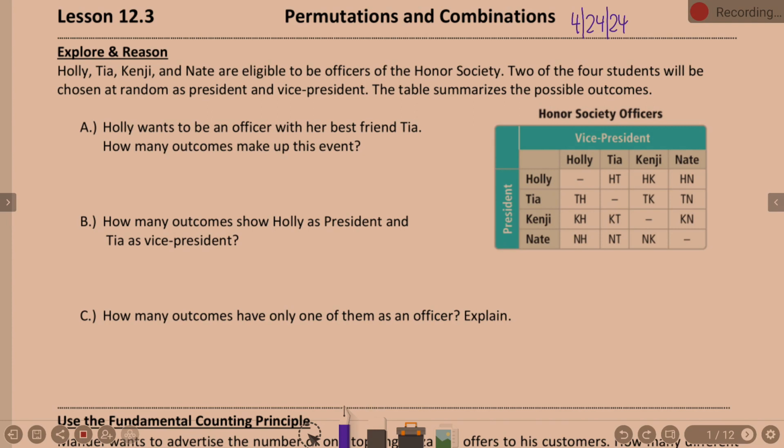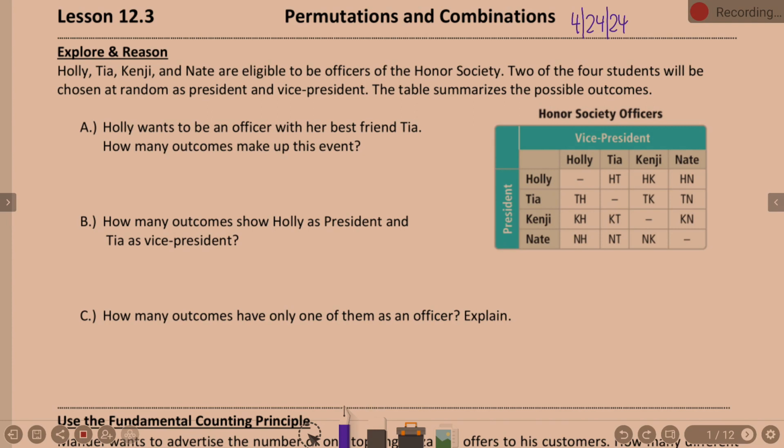Holly, Tia, Kenji, and Nate are eligible to be officers of the Honor Society. 2 of the 4 students will be chosen at random as president and vice president. The table summarizes the possible outcomes. So you've got your various outcomes here for president and vice president of these 4 students. And again, it says it's chosen at random.